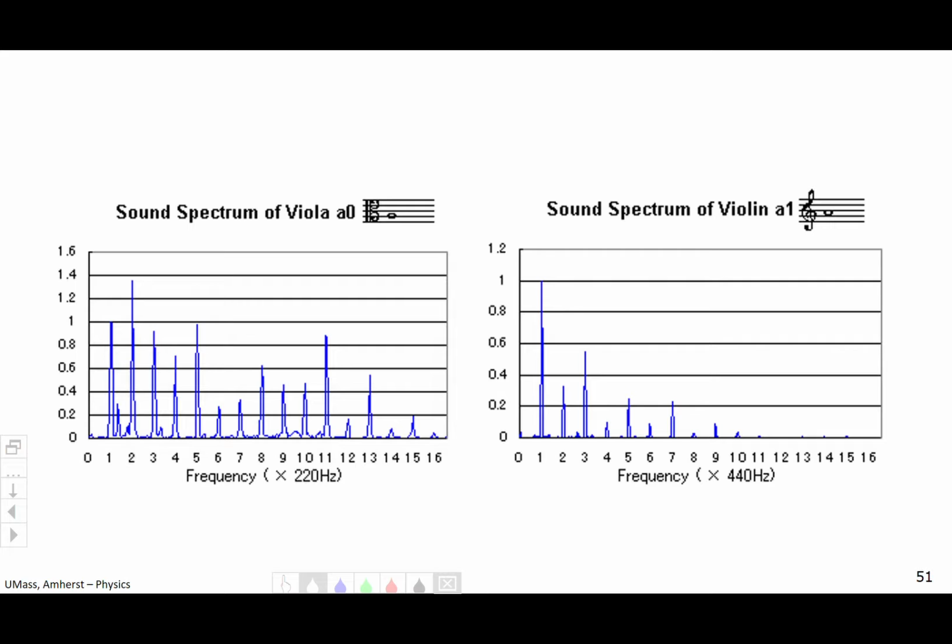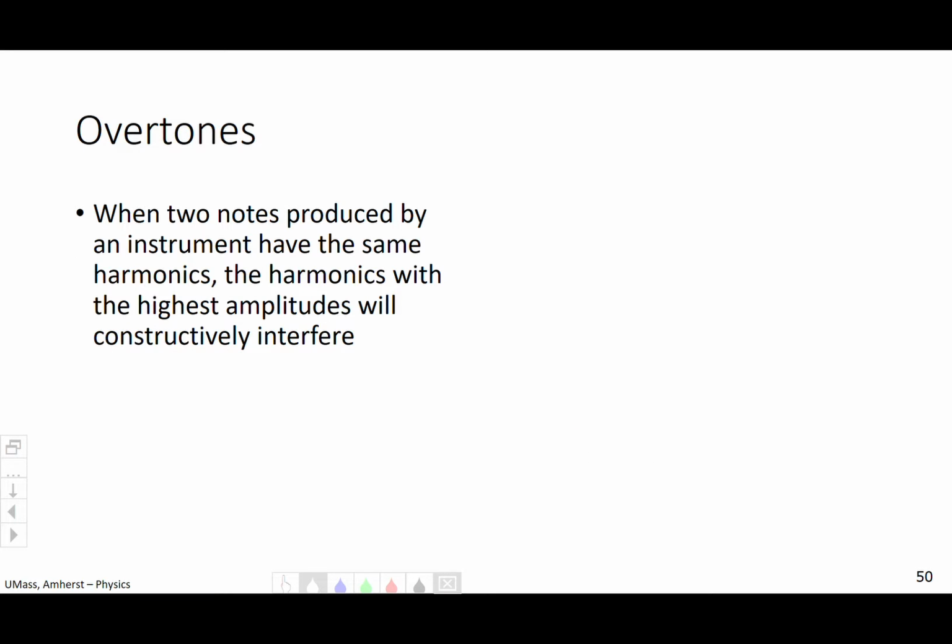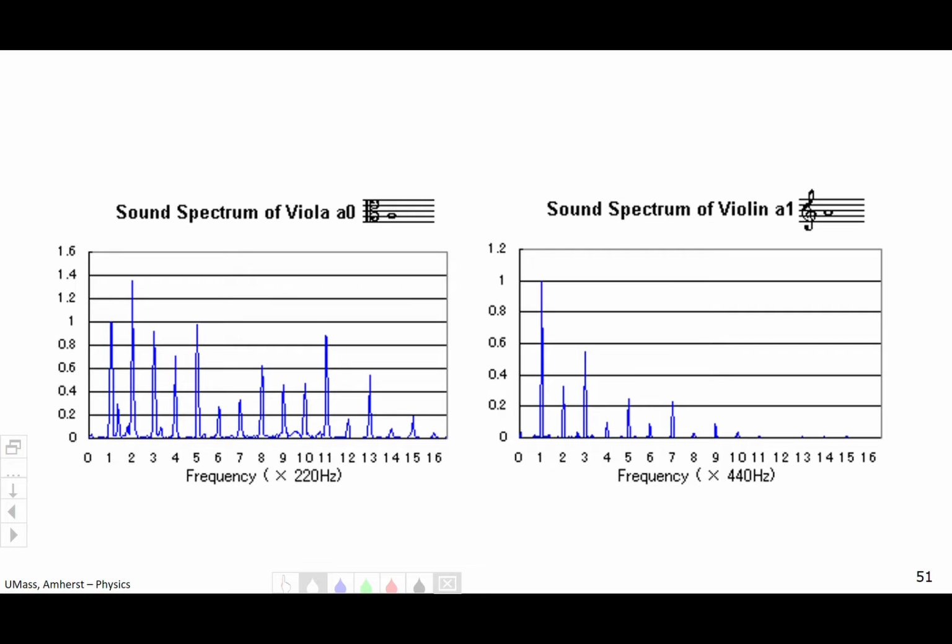But what we were talking about is overtones, two tones produced by an instrument that have the same harmonics. The harmonics with the highest amplitudes will constructively interfere. An example of this is a violin and a viola. So a violin plays an A that is an octave lower than the viola plays an A that's an octave lower than the violin, and we can see the frequency analysis here.